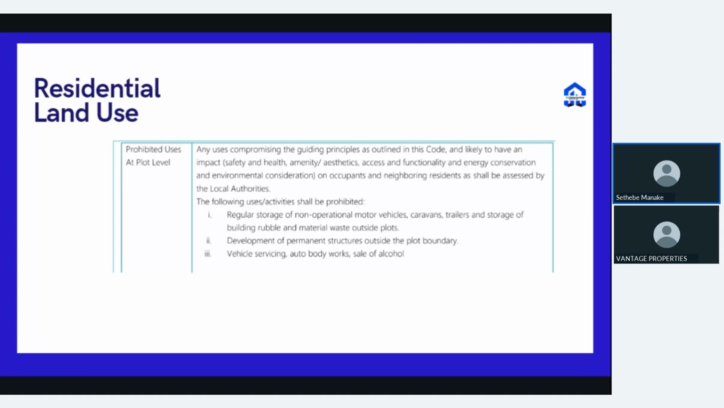And then vehicle servicing, auto body works or sale of alcohol in residential land use. These things are considered prohibited. Right? Please ask questions. Like I said, it's a Q&A, so I want to see questions coming in here.